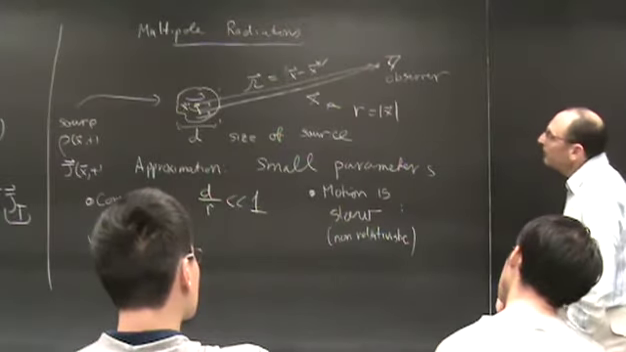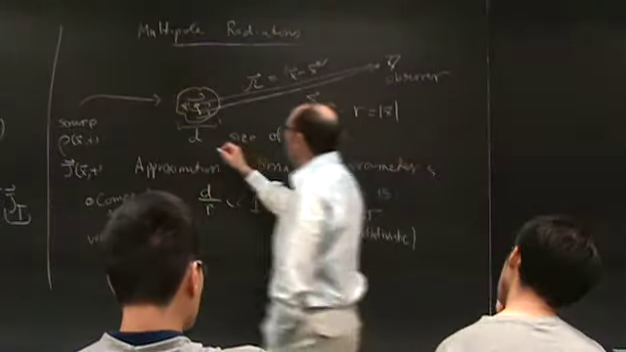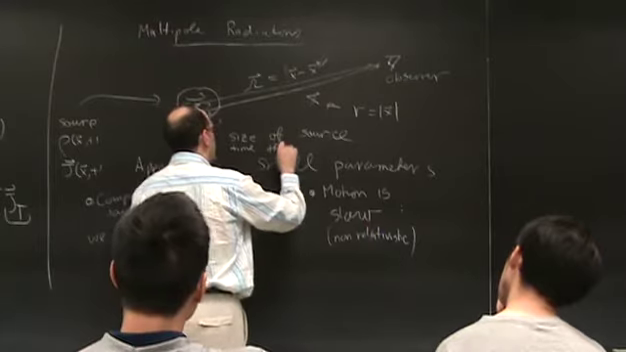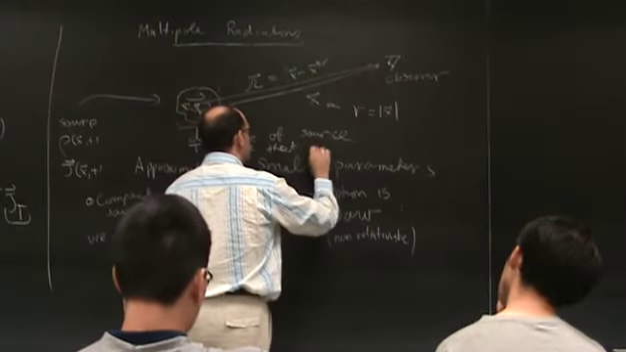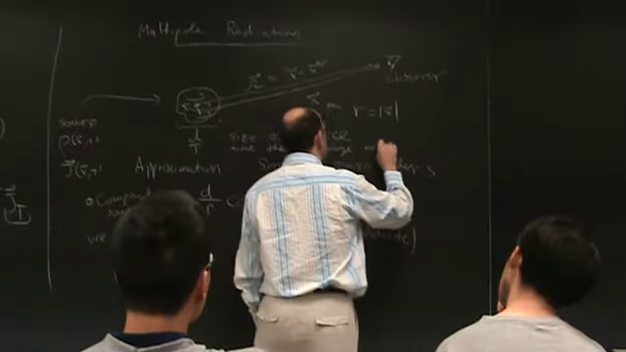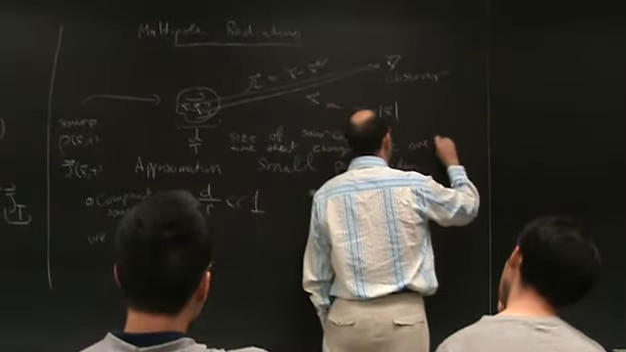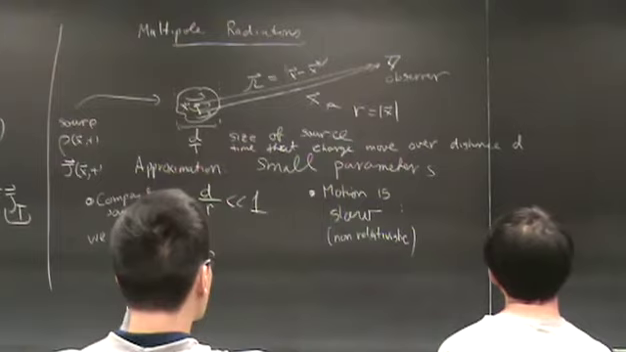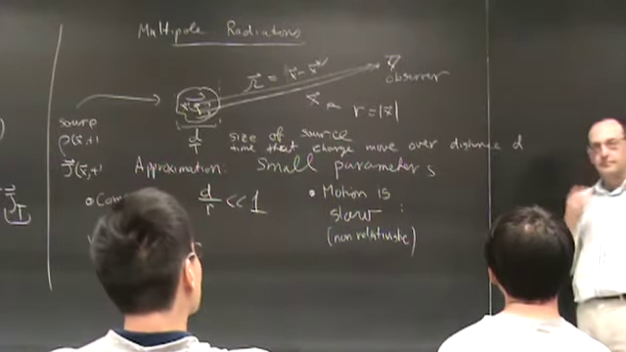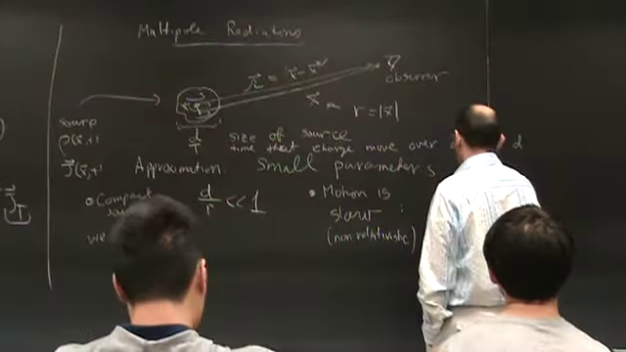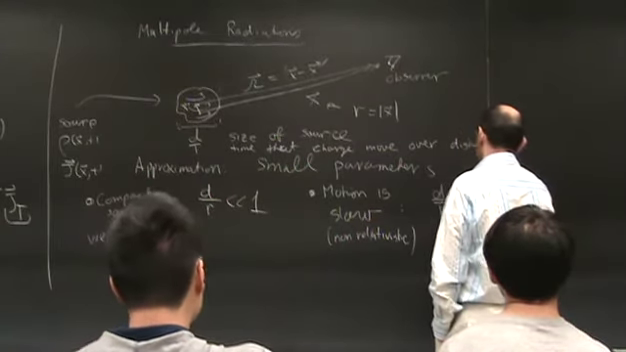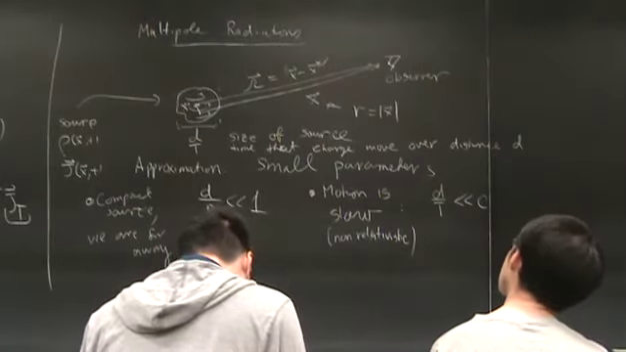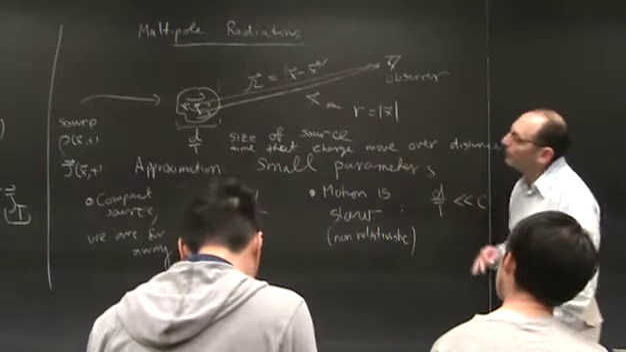So what does that mean? That's saying there's not only a characteristic size of the source, but a characteristic time t that charges move over a distance d. So their characteristic speed is d over t. What we're assuming here is that d over t is much, much smaller than the speed of light. Those are the two approximations we're going to make.